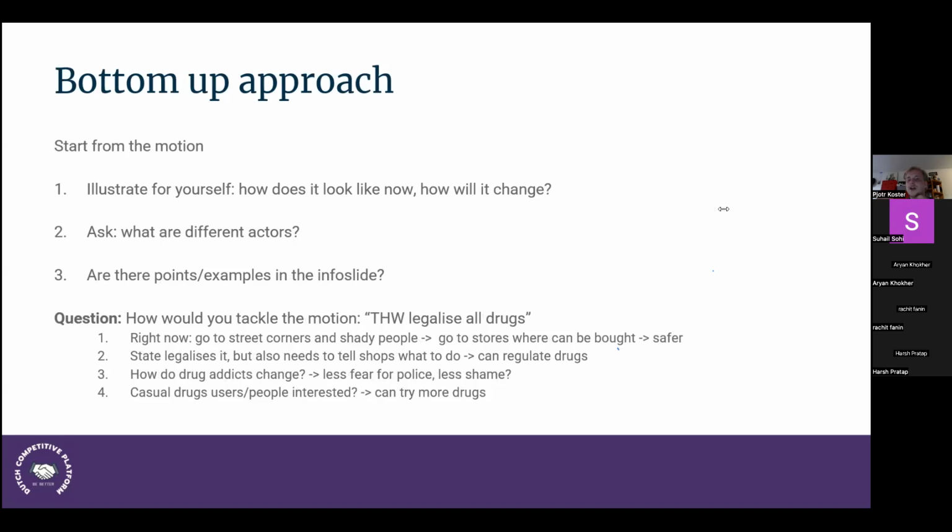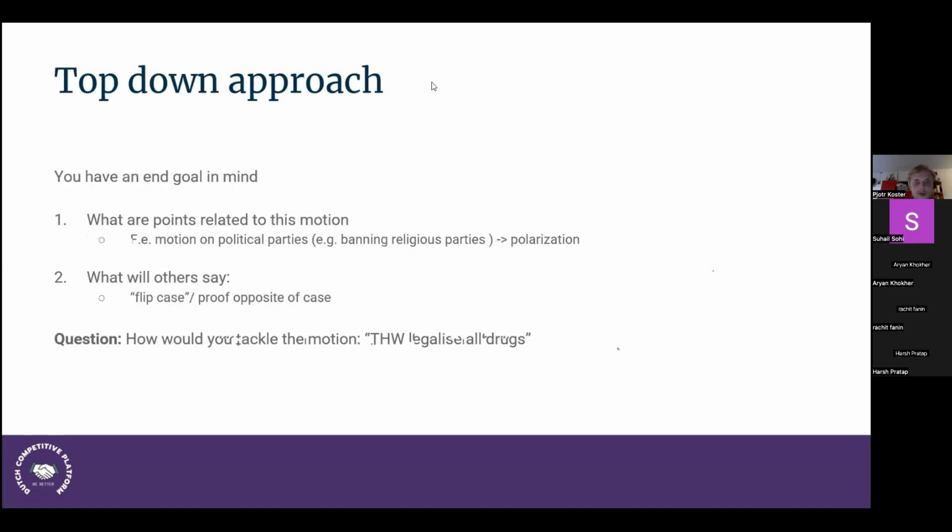So this is, I think, most likely the thing that you'll use the most times, because oftentimes, especially if you're new, you tend to just struggle with perceiving what the general arguments you can make are, or what the general context of this is, especially if you have very difficult international relations motions or economy motions and that kind of stuff. So what is then the top-down approach?